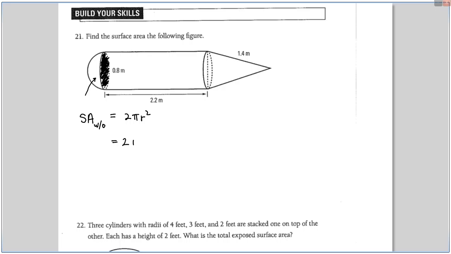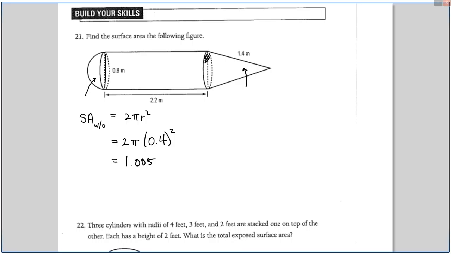So 2 pi, what's the radius there? I made too many marks. Is it half of 0.8? Is 0.8 the big distance? So 0.4 squared. So 2 pi, 0.4 squared. I got like 1.005. Okay, now let's do this shape.